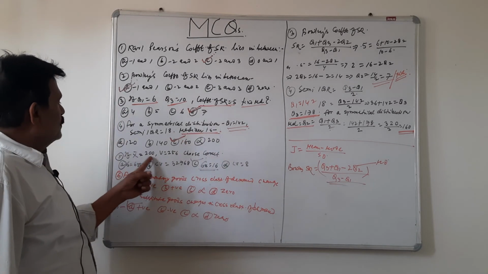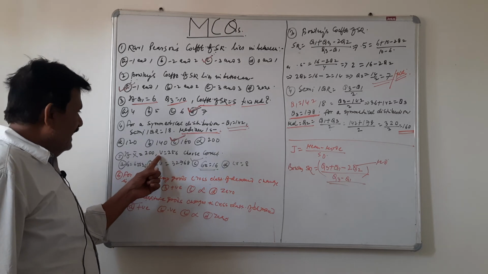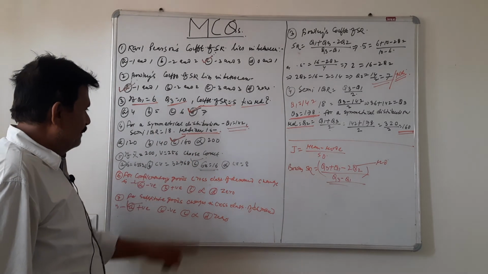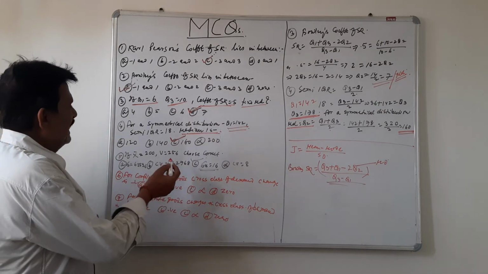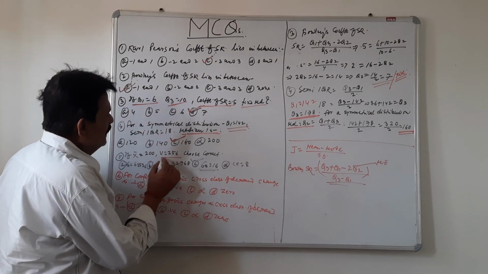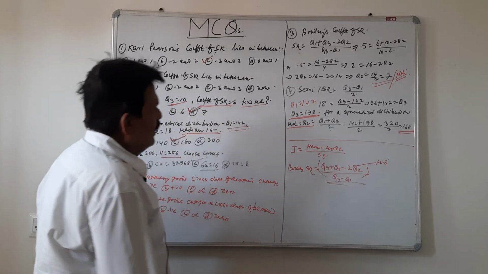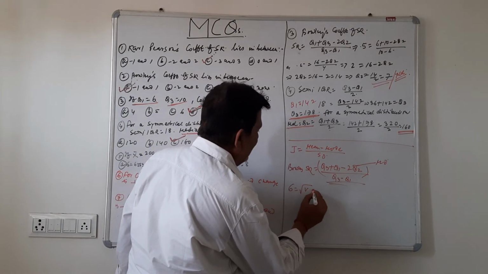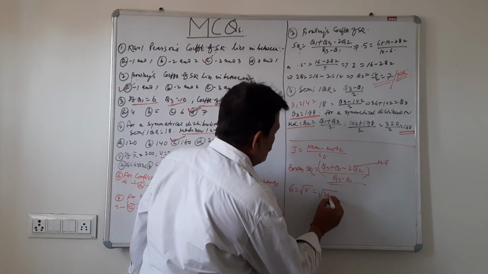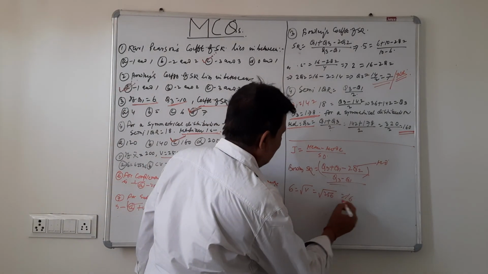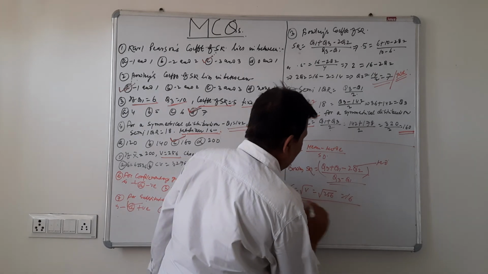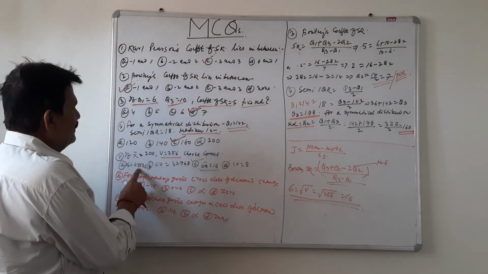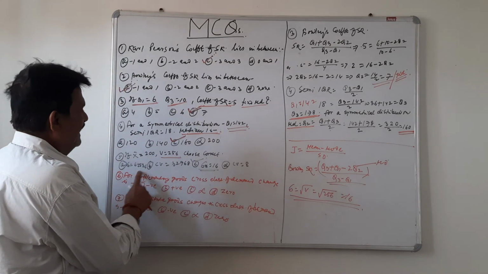If mean is 200 and variance is 256, choose the correct one of the following. Now, if variance is 256, then we know that standard deviation is under root variance. So under root 256, that is 16. So standard deviation is 16. Now here, the option saying standard deviation is 256 is absolutely wrong.